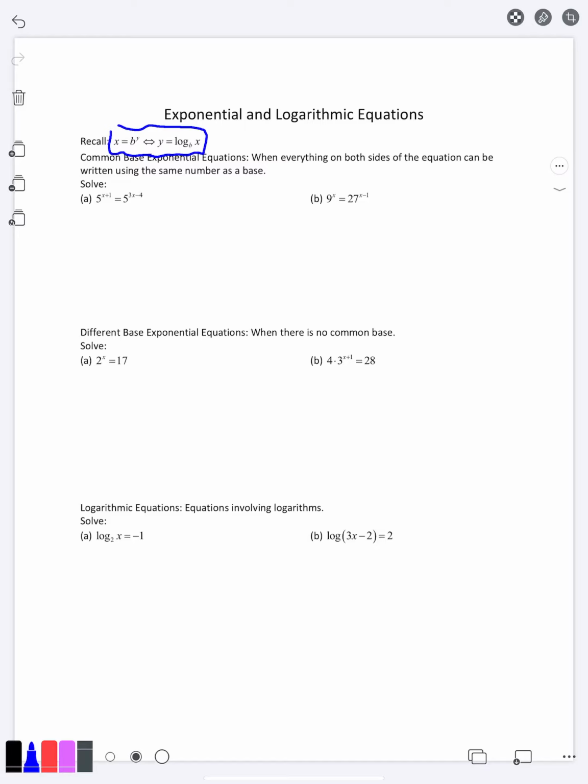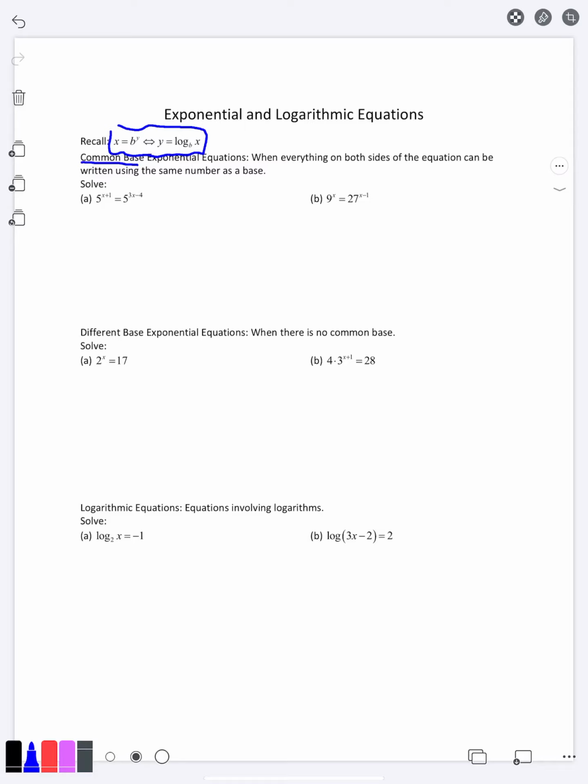Now I'm breaking up these equations into three types here. The first one, which are generally considered the easiest, I call common base exponential equations. That's when you have an equation where both sides are using the same base. So in this first one, I have 5 to the x plus 1 equals 5 to the 3x minus 4. Due to the fact that exponential functions are 1 to 1, if they have the same output, they have to have the same input. So 5 to one number equals 5 to another number. The only way for them to be equal is if they had the same exponent in the first place.